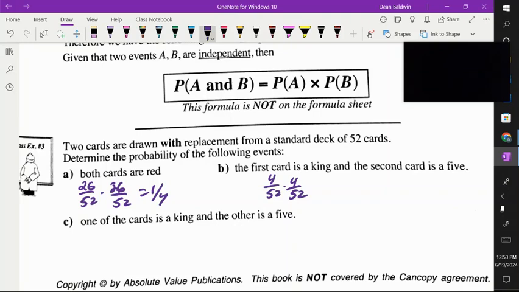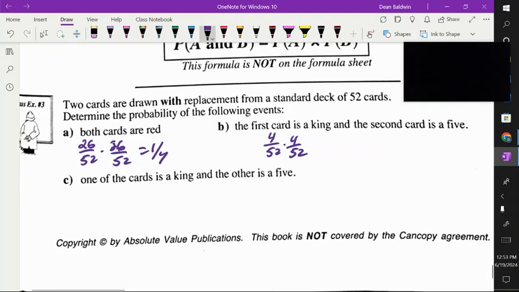One of the cards is a king and the other is a 5. So I've taken away the order, right? So you can do it both ways. Plus, and then you flip the order. So it's the same numbers. You can just multiply by 2.